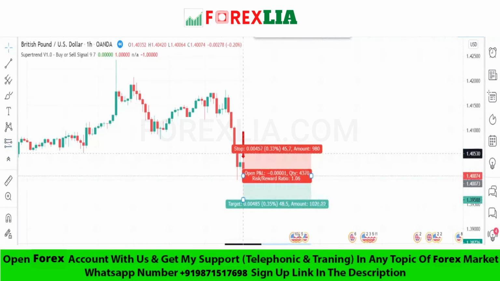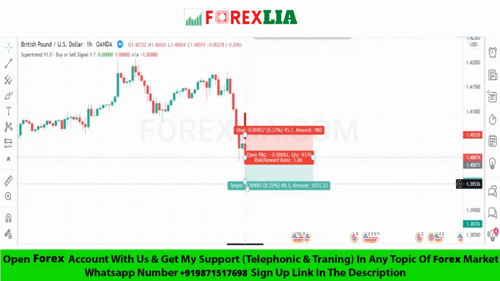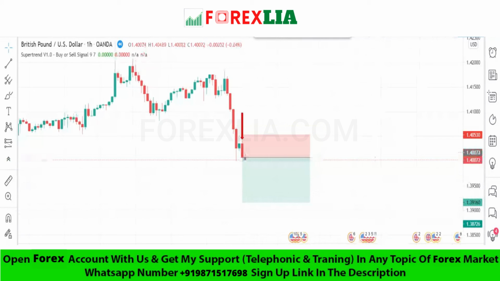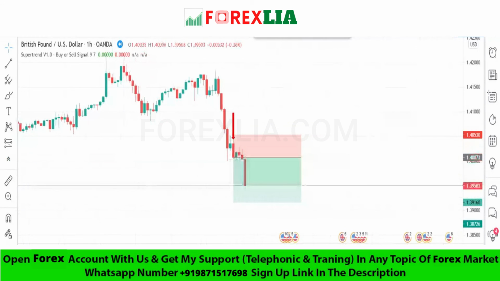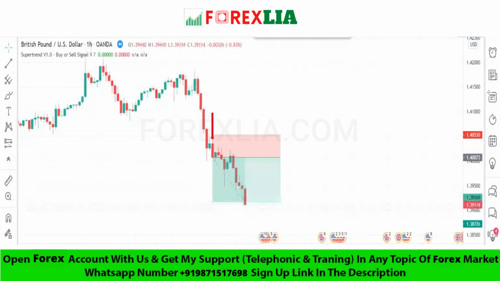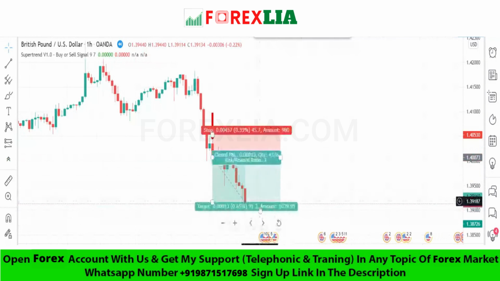We set stop loss at the previous candle high point. Set profit target 1:2. We won this trade.